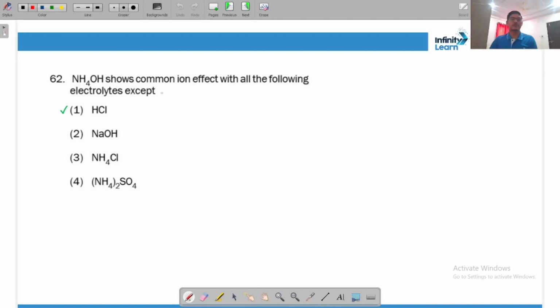Ammonium hydroxide shows common ion effect. See, for common ion effect, there should be a common ion. So hydroxide, ammonium, these are common ions, but HCl doesn't have any common ion with NH4OH. So it becomes a correct answer because common ion effect will not operate here.